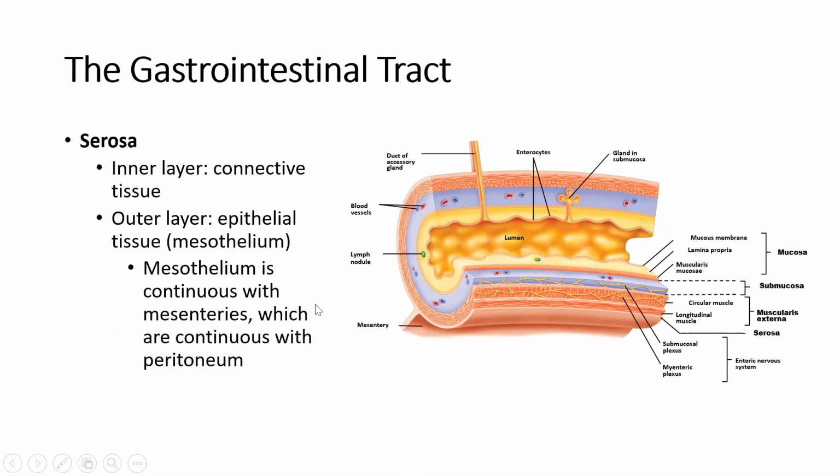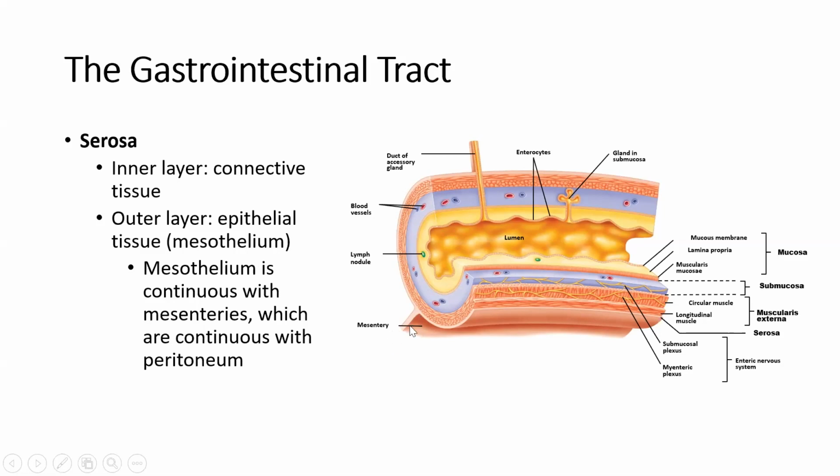And then finally, the serosa, which is the outermost layer that has two components to it, an inner connective tissue layer, and then an outer epithelial tissue layer, which we call the mesothelium. The mesothelium is sometimes called a serous membrane, and that's what I mean when I talk about that very thin layer, which is continuous with the mesentery or continuous with the peritoneum. So here we can see that connection.